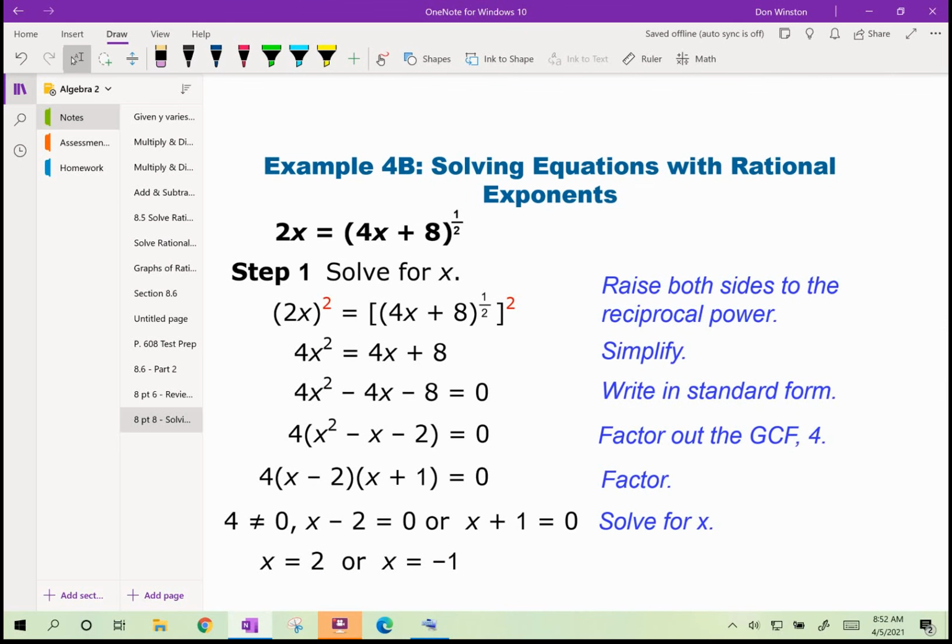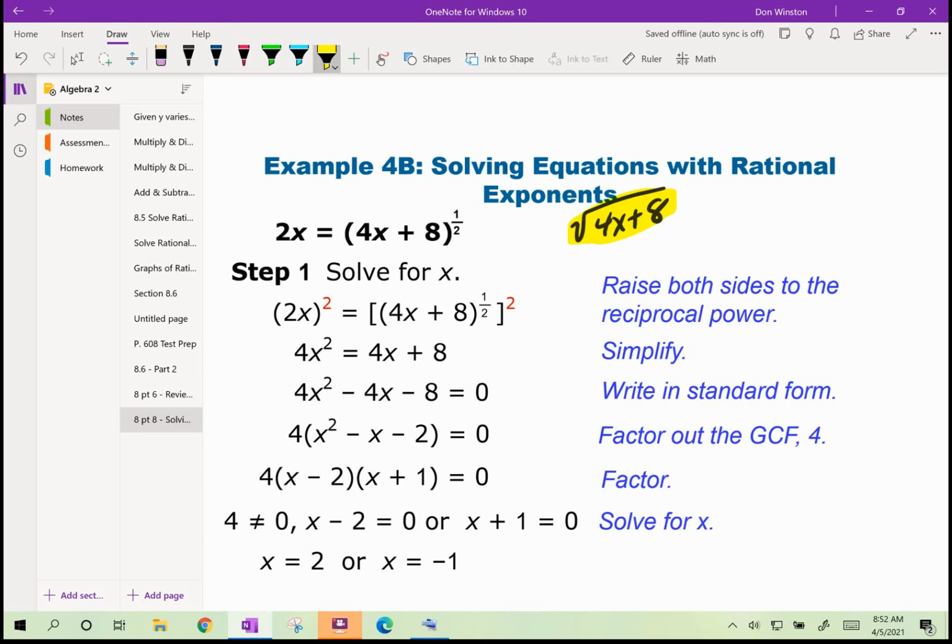So here I have 2x is equal to 4x plus 8 all raised to the 1/2. That's the same as the square root of 4x plus 8. Now remember, this here has to be 0 or positive. Keep that in mind. You can't take the square root of a negative number, at least with the problems we're working with. We're not working with imaginary numbers or answers. We're working with the real number system. Just keep that in mind.